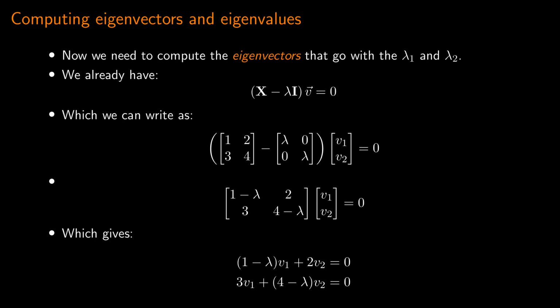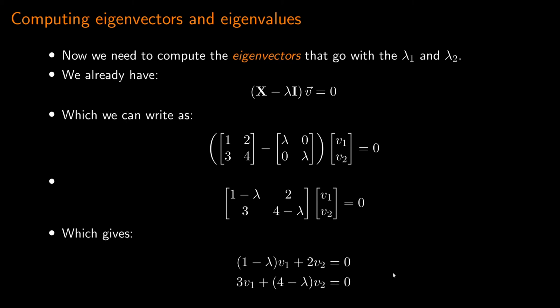How do we actually compute the eigenvectors to go with those eigenvalues? Okay, so we already have that X minus lambda I times the vector v is equal to 0, and we can write that out for our sample case here as the matrix X, 1, 2, 3, 4, minus lambda times the identity matrix, which will give us this quantity here, times v1, v2 equals 0.